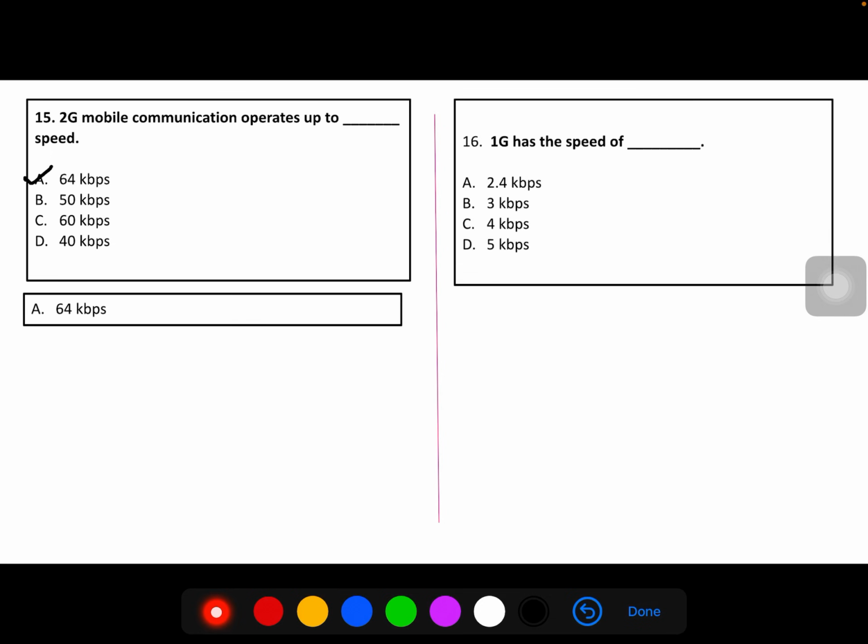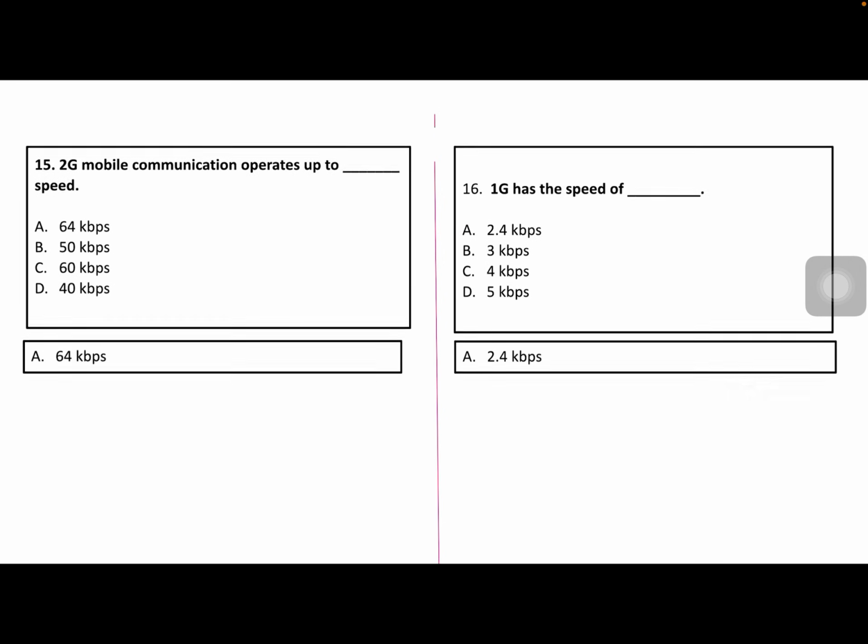Next question. 1G has the speed of 2.4 kbps, 3 kbps, 4 kbps, or 5 kbps. The correct answer is 2.4 kbps. We also have to remember it. So the correct option is A.